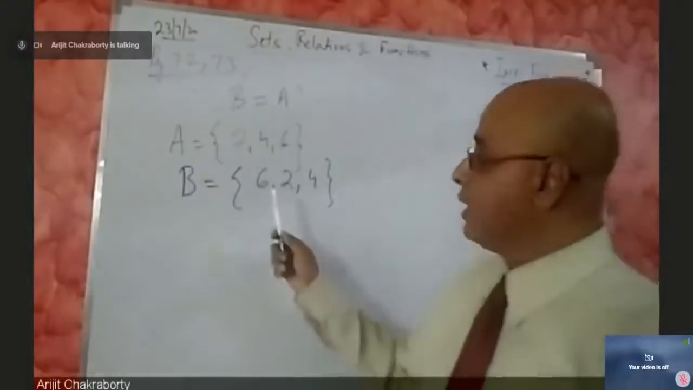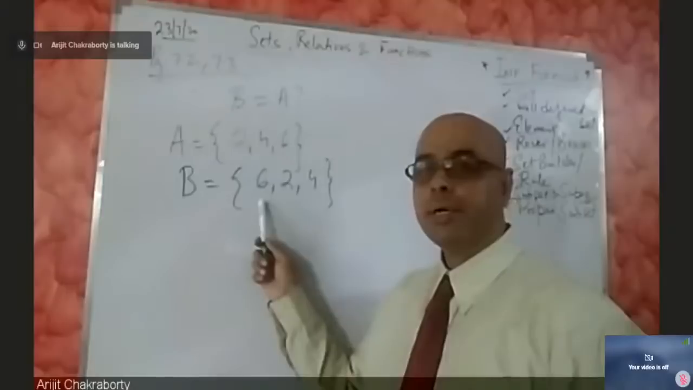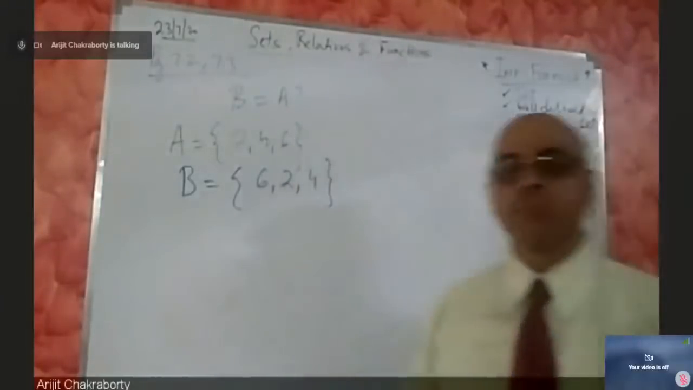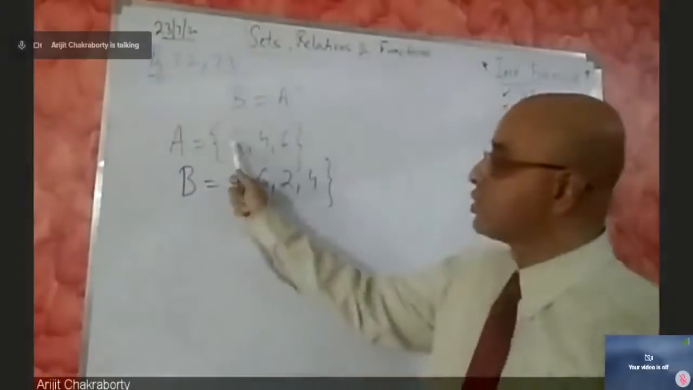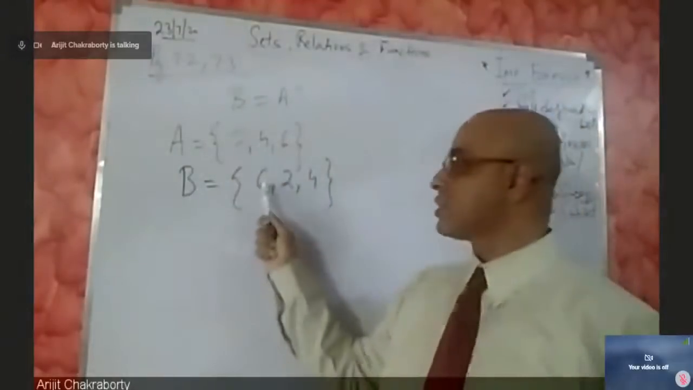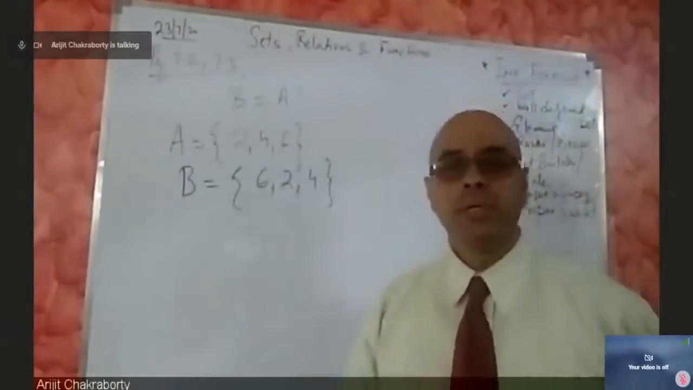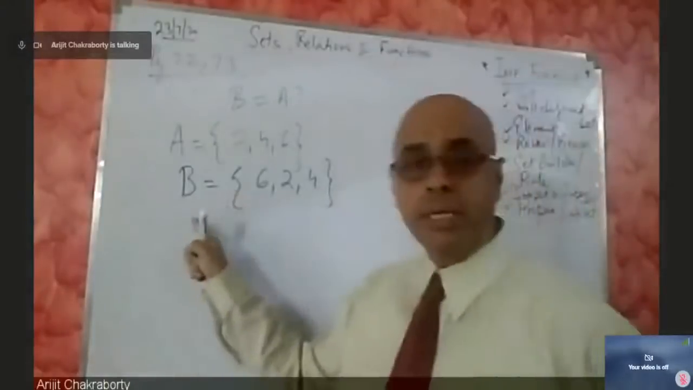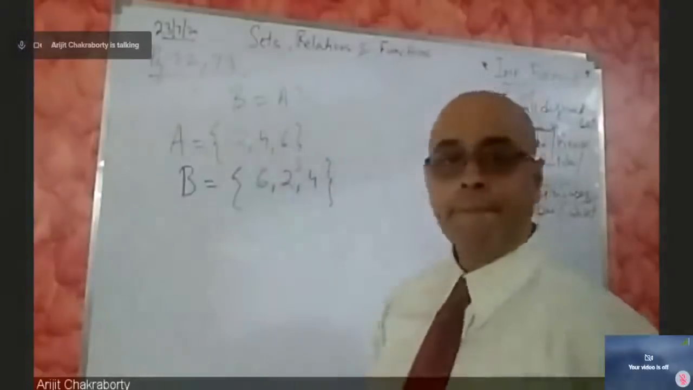Now, every element in B, do you find the same elements in A? A is 2, 4 and 6. B is 6, 2 and 4. So you can conclude that every element of set B is included in set A.